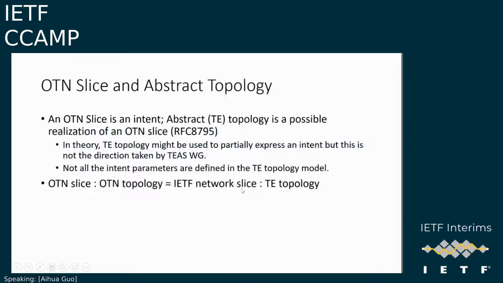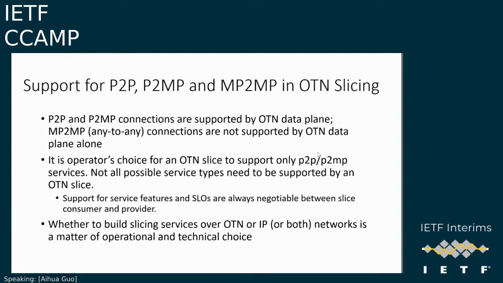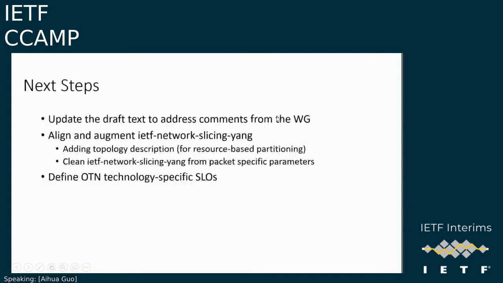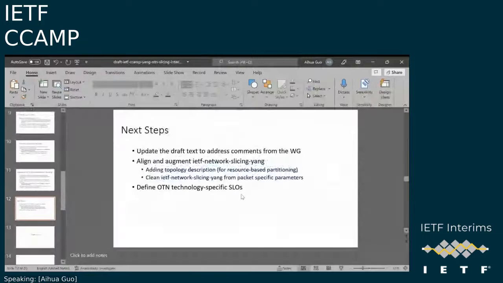Yeah, so I think I have just one or two. The same arguments apply to the abstract topology as we have pointed out. The realization could be done by using T topology for both OTN and for IETF network slice, right? Yeah, I think we can skip that. I think we already touched it. That's it. The next steps are to update the text and the model and make the alignment between IETF network slice NBI and OTN, and then clarify and define the technology-specific SLOs as pointed out in the previous slides. Yeah, I think I'm done with the presentation.